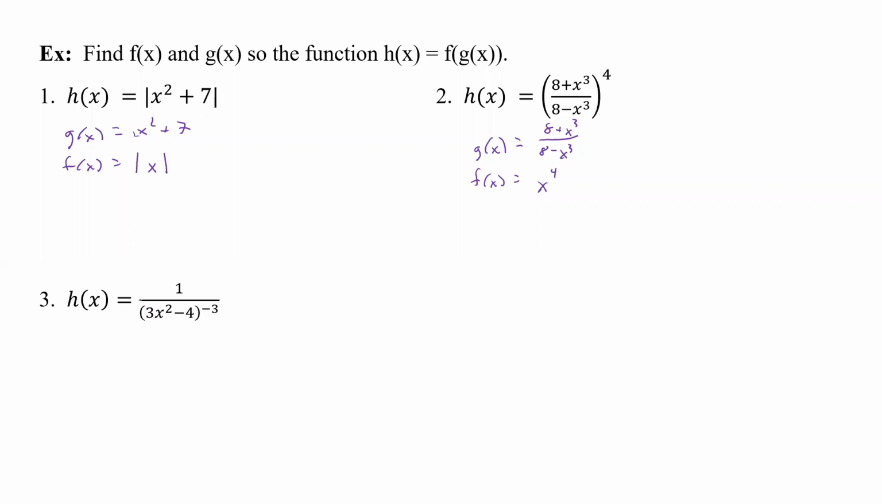What about the next one here? Well, here I have 1 over 3x squared minus 4 to the negative 3. Well, again, I'm going to do the most obvious thing possible. And I'm going to say, let's get rid of everything in here and replace that with x. If I do that, that's 1 over x to the negative 3. Okay, well, what did I plug in for x? Well, I plugged in 3x squared minus 4, and that would be my g of x. So if I plug this into here, I would get that back out.